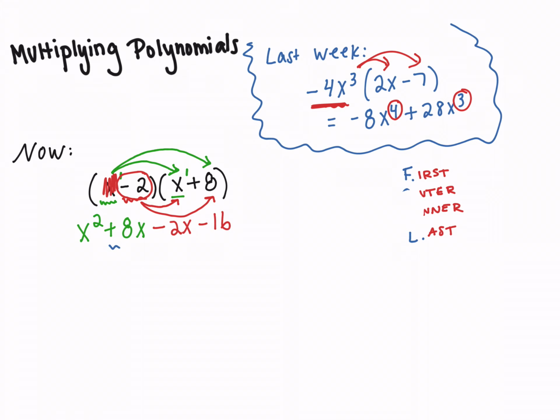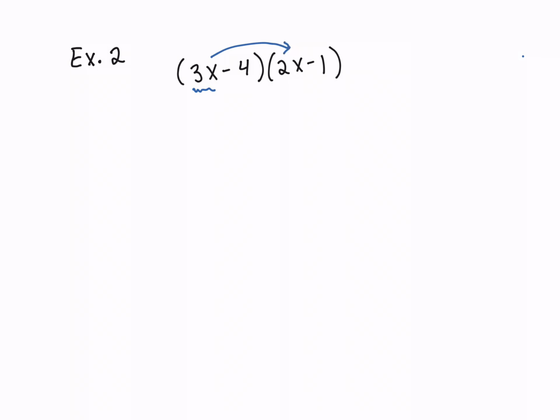Now let's go over one other example. So we have 3x minus 4 times 2x minus 1. So same thing, I'm going to start with the 3x. I'm going to distribute that to every single thing in the second set of parentheses. This is where if you didn't do last week's assignment, you're going to struggle because you won't know how to multiply those two. So if you don't know how to multiply 3x times 2x, you need to go back to last week's video and watch that first.